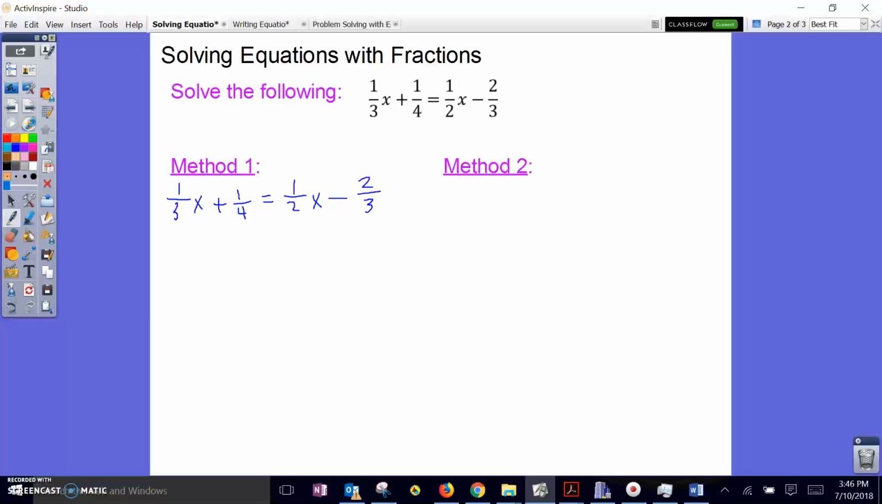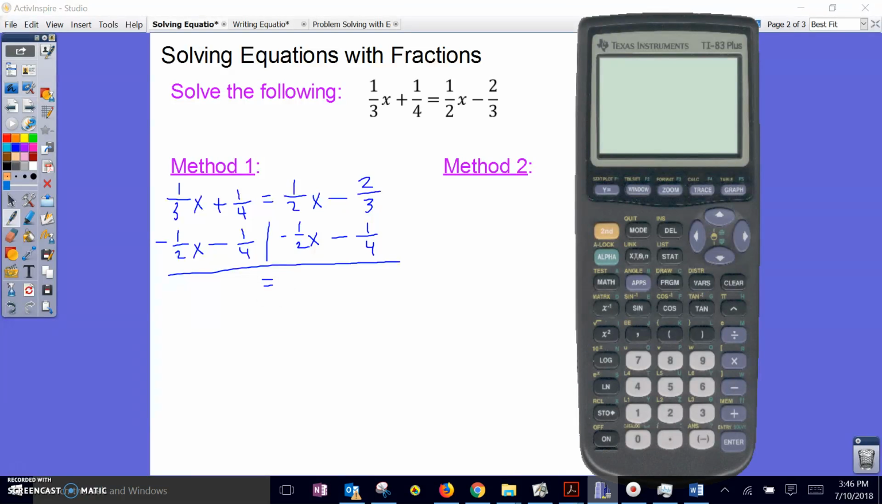And so we will go ahead and subtract 1/2 x from both sides, bring all our x's over to the left. And we'll subtract 1/4 from both sides, bring all our numbers over to the right. And so now I'm going to do 1/2 minus 1/3. If you don't like to do that in your head or on paper, you can go ahead and do that on our calculator. Oops. We want 1/3 minus 1/2.